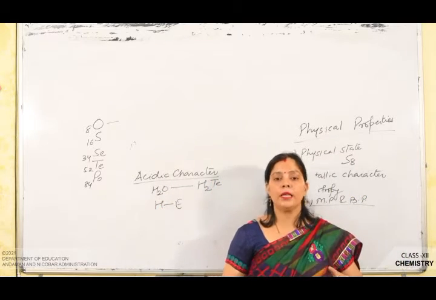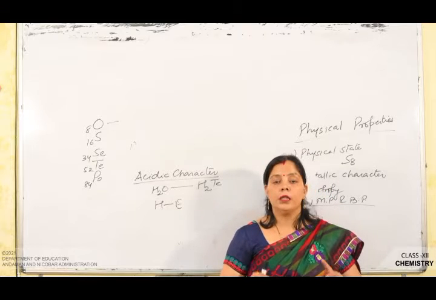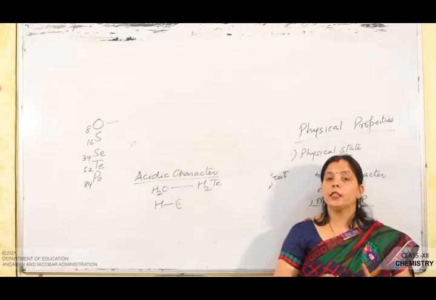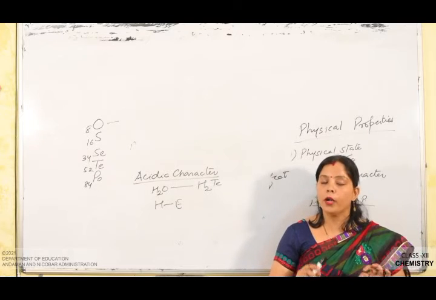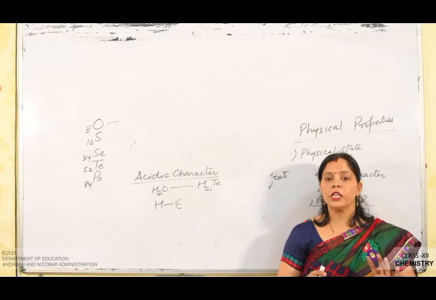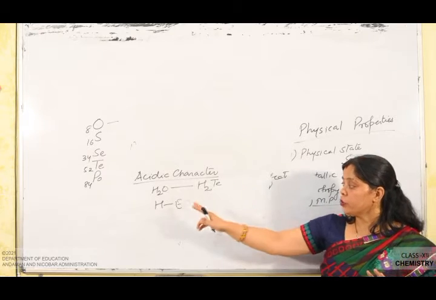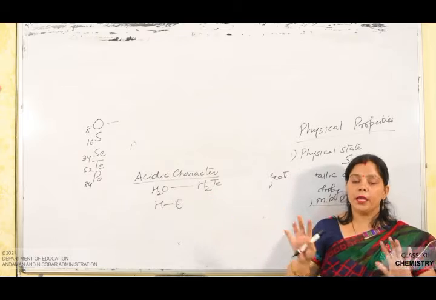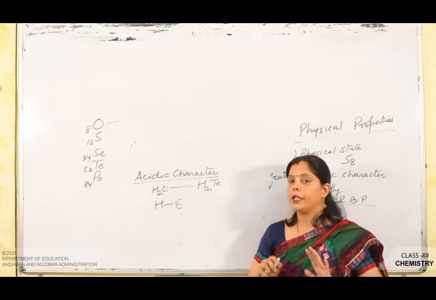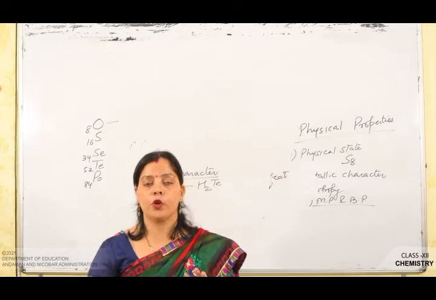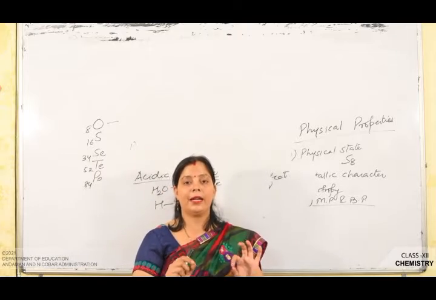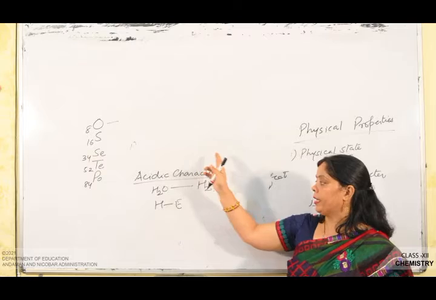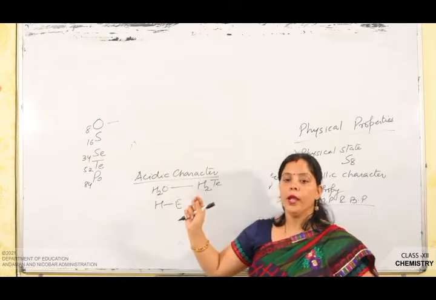As the atomic size increases down the group, the bond length increases and hence the bond strength decreases, and this leads to a decrease in the bond enthalpy down the group. Consequently, children, the dissociation between hydrogen and the group 16 element becomes easy, and as a result the tendency of the hydrides to liberate the proton becomes easy, and that's why the acidic character increases from H2O to H2Te.